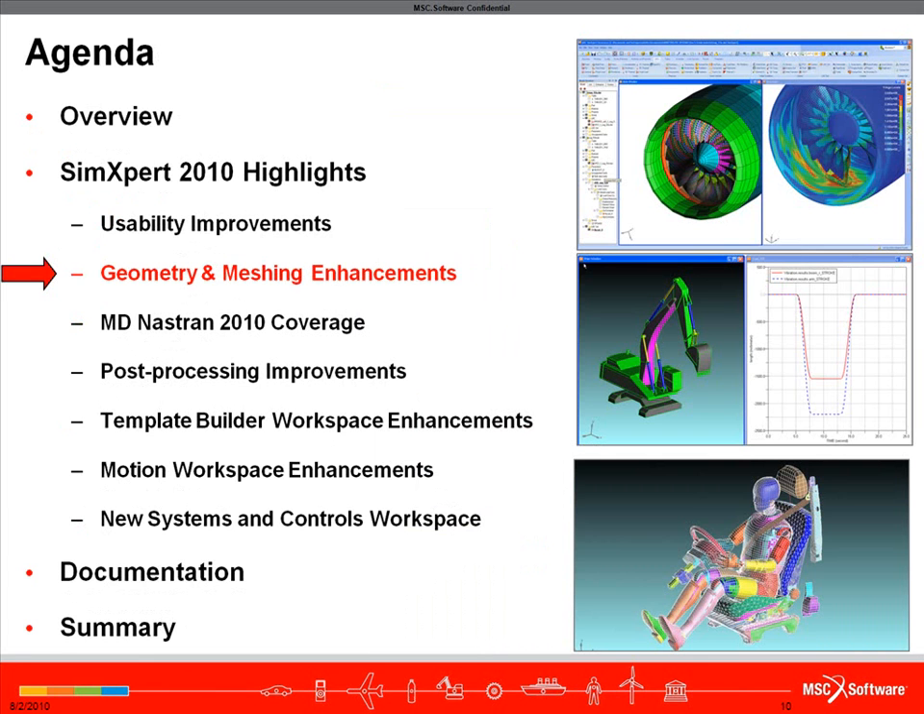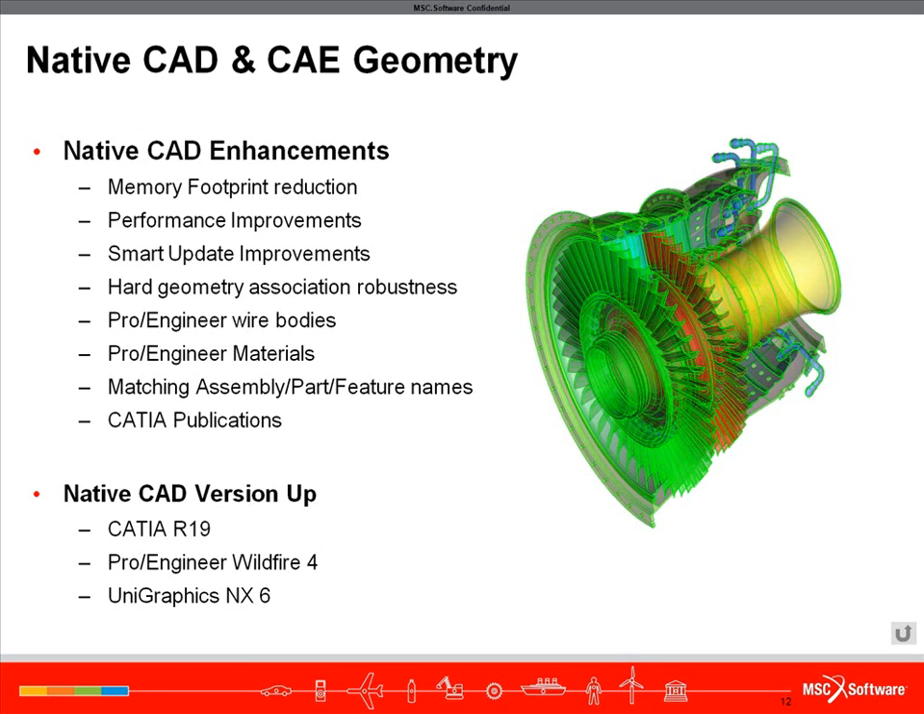Let me now jump into some of the geometry and meshing enhancements. I'll start off with geometry. Native CAD access has been available in SimXpert since the very first release, and with this release we have made some enhancements to native CAD that include reducing the memory footprint, improving the performance, smart update improvements, and updates to ProE to include wire bodies and materials. The native CAD versions that are supported have been updated with CATIA V5 R19, ProE Wildfire 4, and Unigraphics NX6.